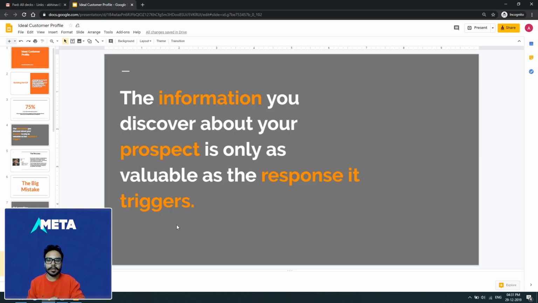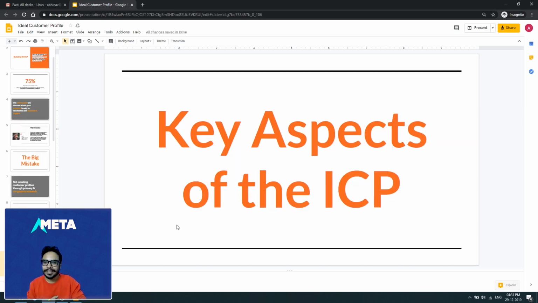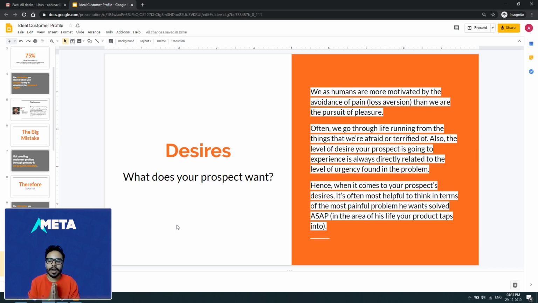So again, now we'll get into the meat of the content. Key aspects of building the ICP. Number one, there are three core factors that affect your prospects' decision making. The number one factor is desire. Now, you need to understand that as humans, we are more motivated by the avoidance of pain than we are by the pursuit of pleasure. What I mean here is you are more likely to act with a motivator of avoiding pain than seeking pleasure.